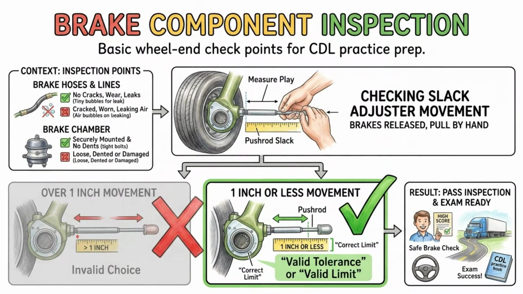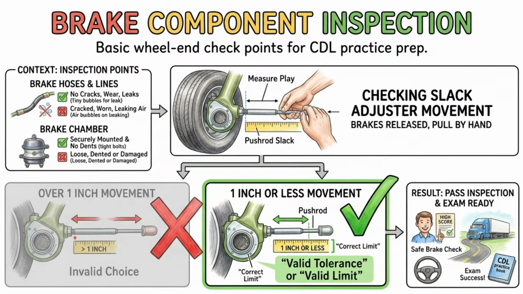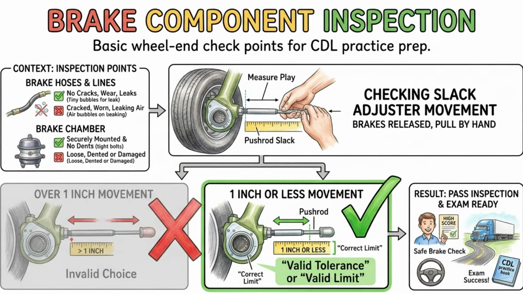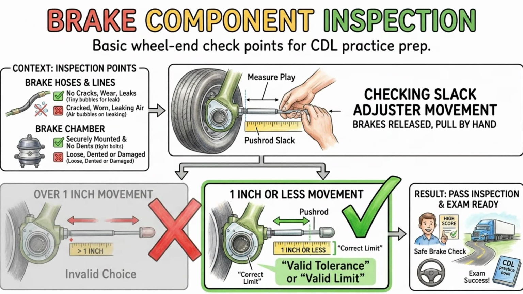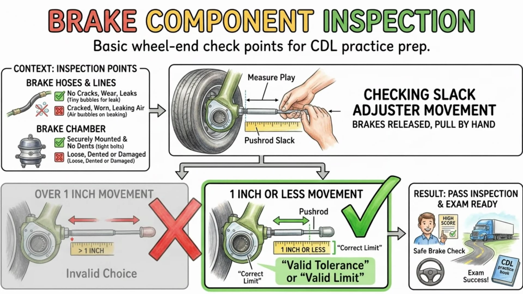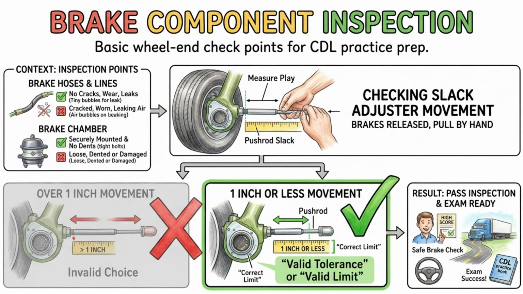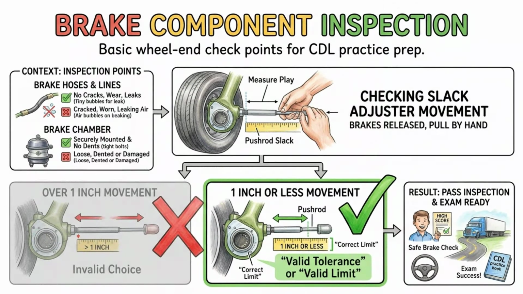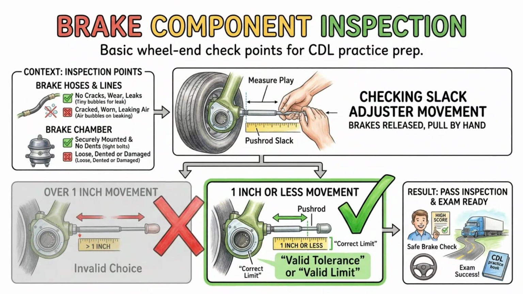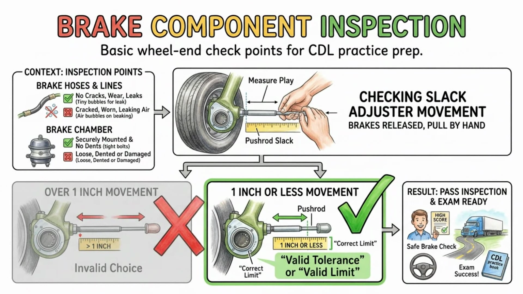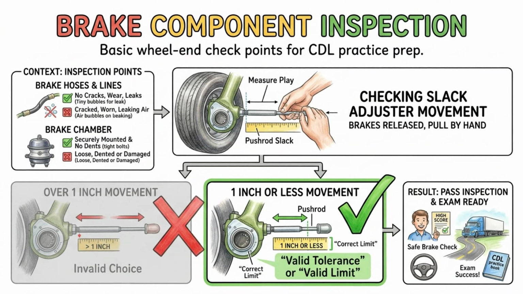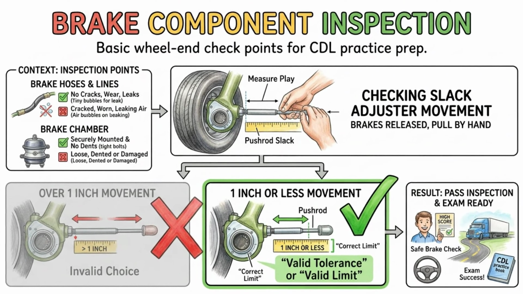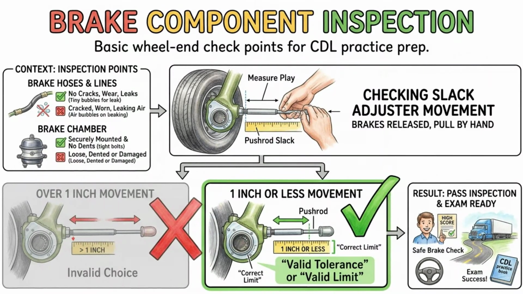You must also understand the total stopping distance required for heavy vehicles. Total stopping distance is made up of three parts, which are perception distance, reaction distance, and braking distance. It takes time for your brain to recognize a hazard, time for your foot to move to the brake pedal, and time for the physical brakes to actually stop the heavy load. At 55 miles per hour, a fully loaded tractor-trailer can take more than the length of a football field to come to a complete stop. Exam questions will test your knowledge of how weight, speed, and road conditions multiply this stopping distance.